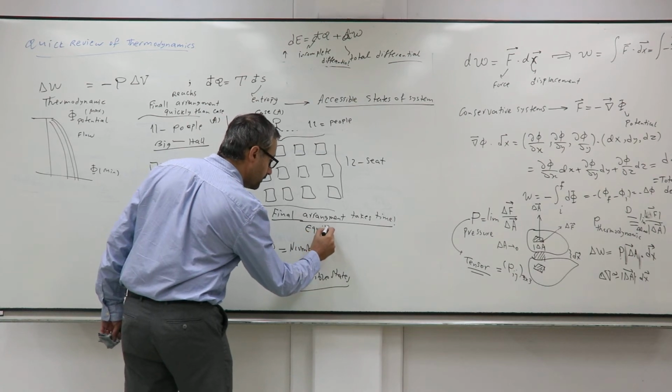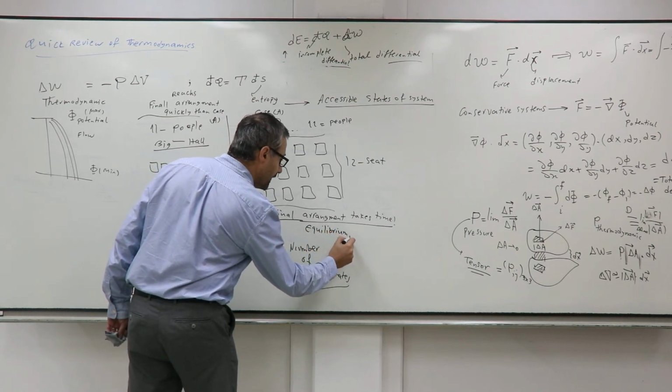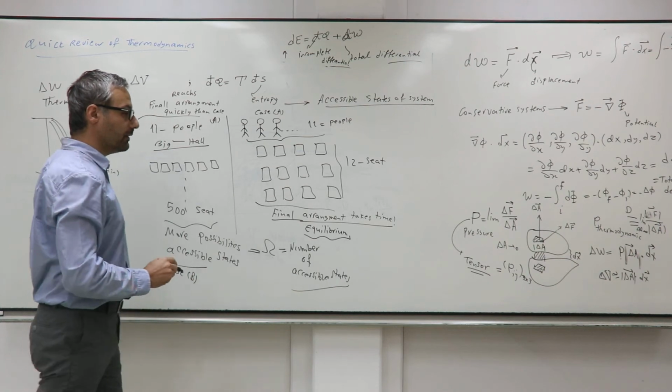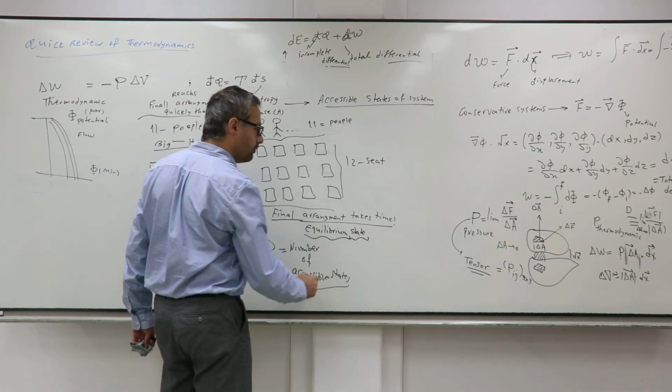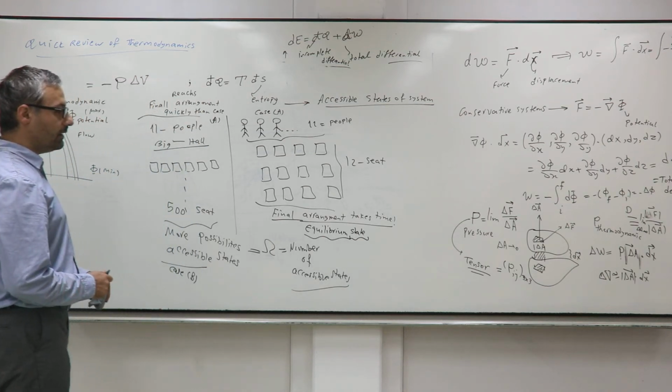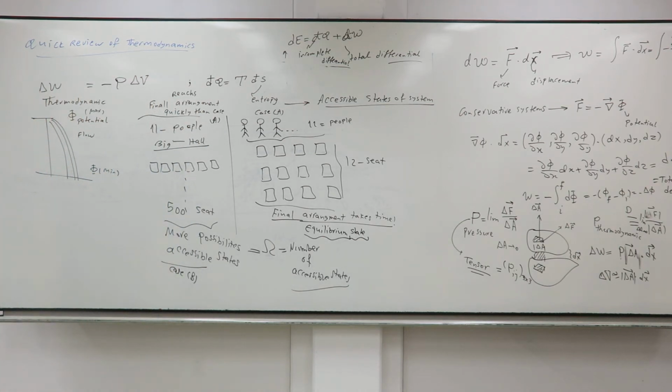Equilibrium. This final arrangement, we call it the equilibrium state, when all this movement finishes and you see the final picture of the system.